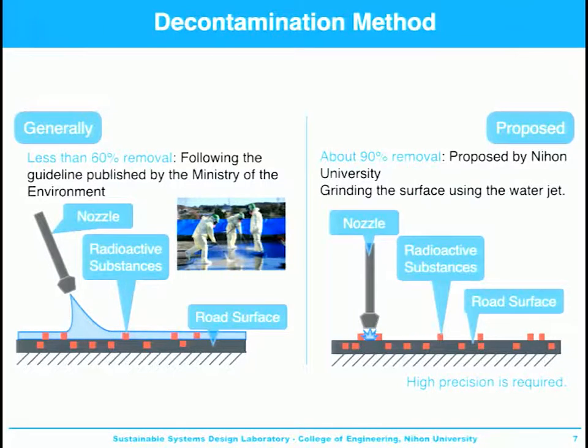Based on fluid dynamics, the washing nozzle is positioned very near the ground to grind the surface. Specifically, the distance between the nozzle and the surface of the ground is set to 10 to 20 millimeters, and we spend 50 minutes on each 1 meter square. By this method, not only radioactive substances on the surface, but also in the surface are removed. However, high precision is required to position the nozzle in this method.